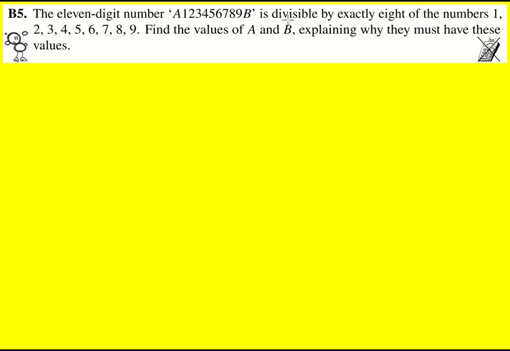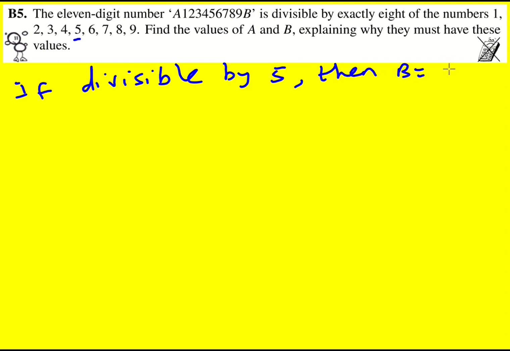Well, this 11-digit number is divisible by exactly 8 of the numbers from 1 to 9. We have to find A and B. Well, the one that jumped out at me when I did this question is 5. So if it's divisible by 5, then B would have to equal 0 or 5.